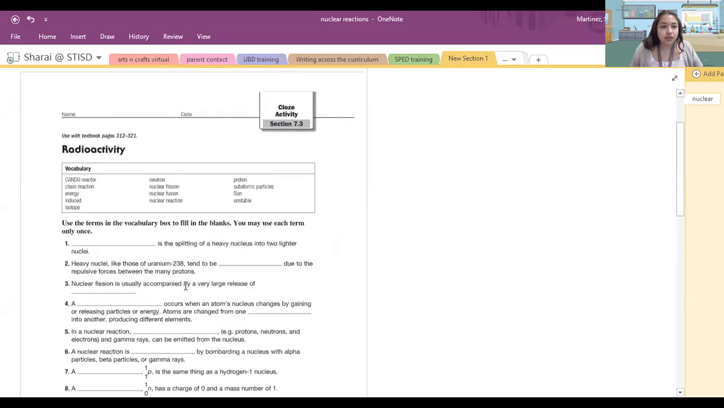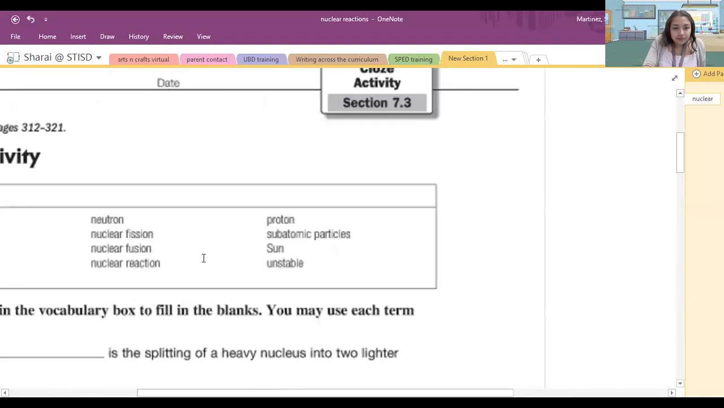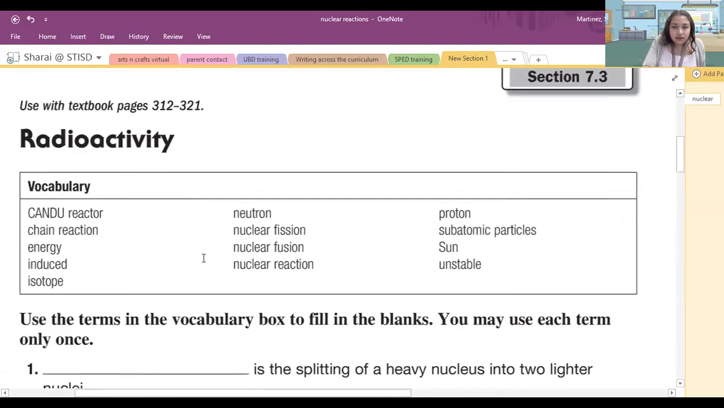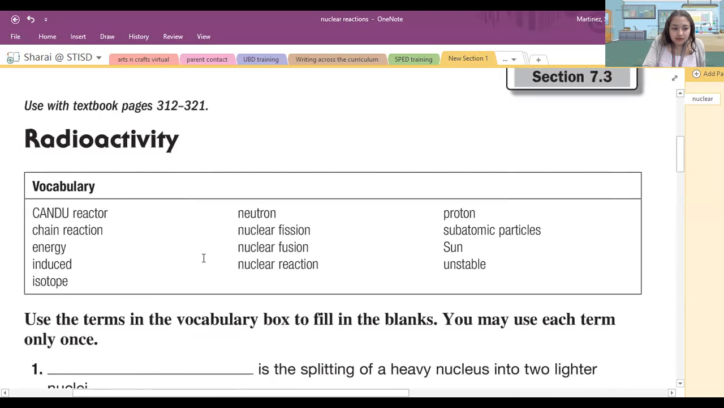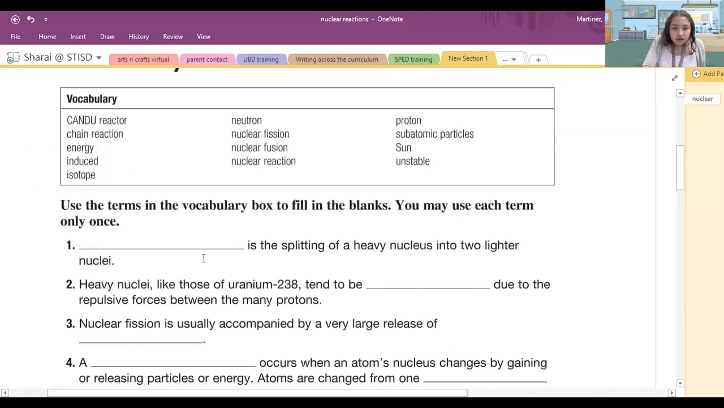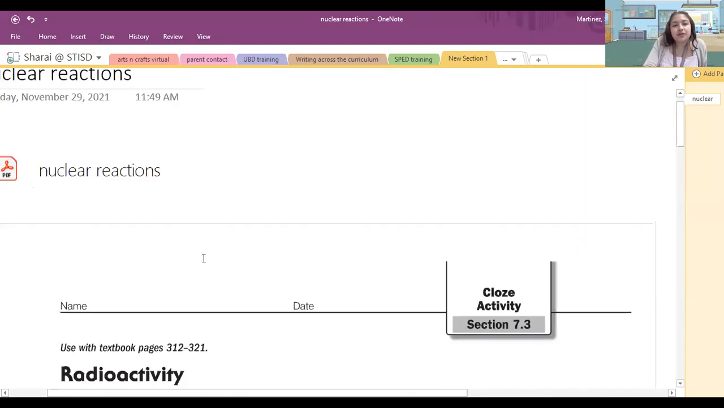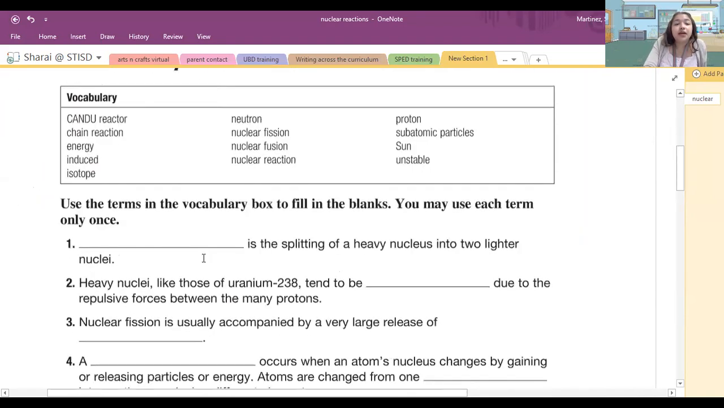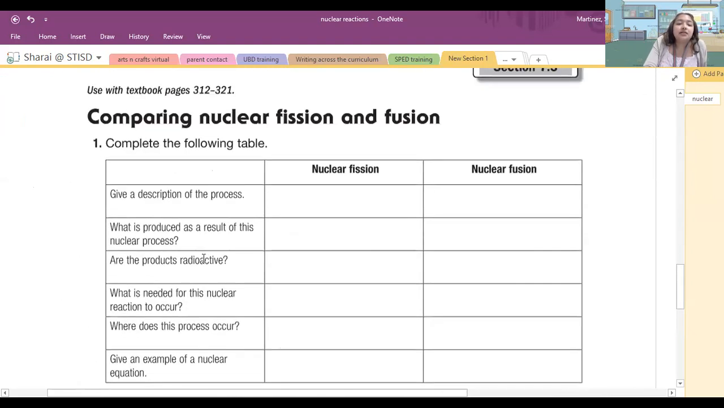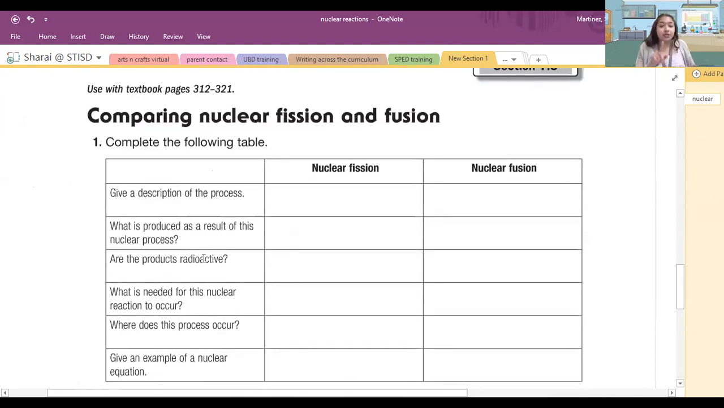So this worksheet looks like this. This is one of the sides. I want to say it's the front. This is the 140 versus 141. Yeah, so this is the front. It says radioactivity. And then the back says comparing nuclear fission and fusion. So this is what we're going to do together, this side, the back side. So hopefully you know the difference well enough to be able to give a description of the process.